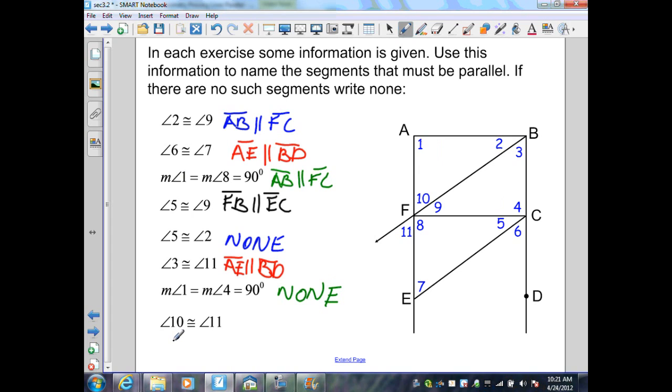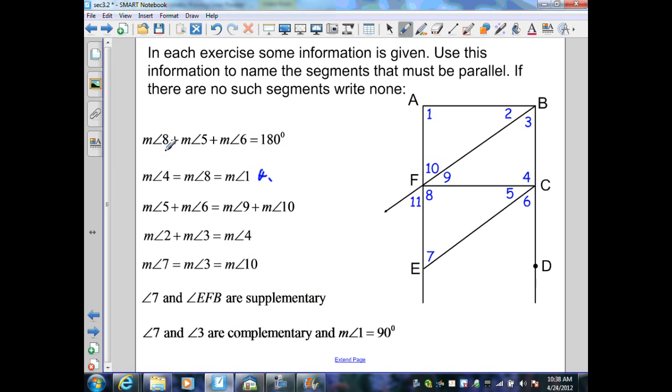Angle 10 and 11 are congruent. Angle 10 and 11 we know from previous sections as vertical angles, and we know vertical angles are congruent. And vertical angles are formed by two lines that intersect. Therefore, I can say nothing about parallel lines. So here, again, none.